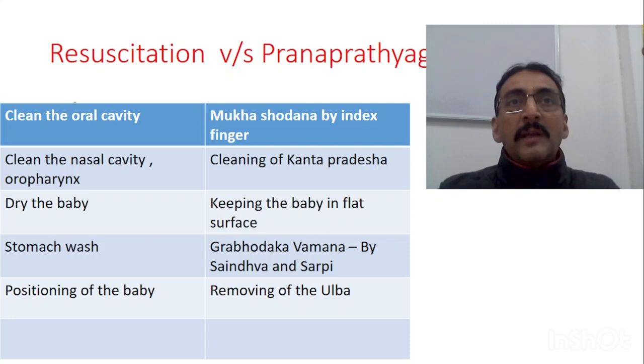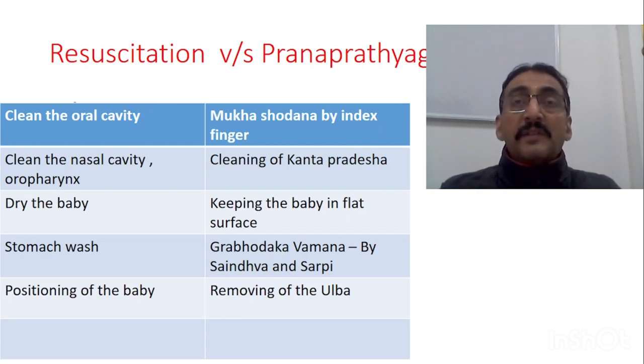The index finger has to be wrapped with a gauze piece or cotton piece and cleaned very properly, because the index finger goes inside till the pharynx and all, and it can very neatly clean the vulva, etc. Okay, so that's one thing which is already explained in Ayurveda. Second is cleaning the Kantha Pradesha. Cleaning of Mukha Shodhana is explained, and cleaning of Kantha Pradesha is also explained.